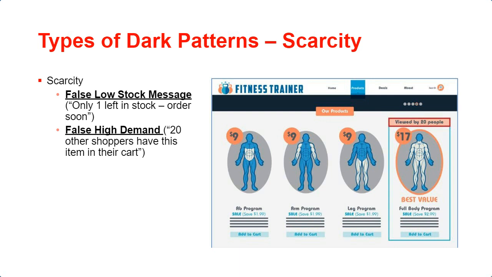And that's similar to what we have on the right here with the "viewed by 20 people" for the best value fitness trainer. You know, I'm sitting on my couch eating nachos, thinking about how I need six-pack abs, giant biceps, and strong legs. And I'm like, oh, well, 20 people have viewed this. 20 people have bought it. It's the best value. Well, you know, it must work. So again, it's trying to draw people to something that might not necessarily be right there.